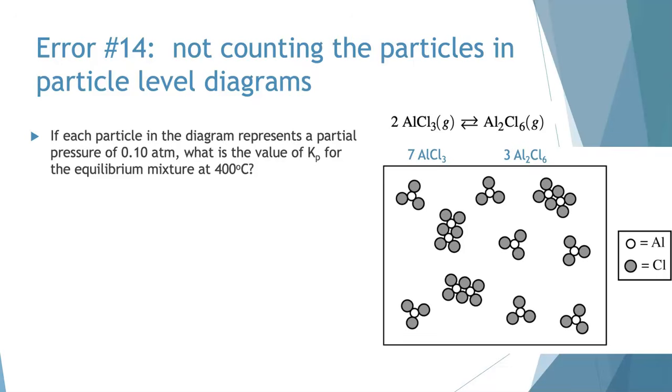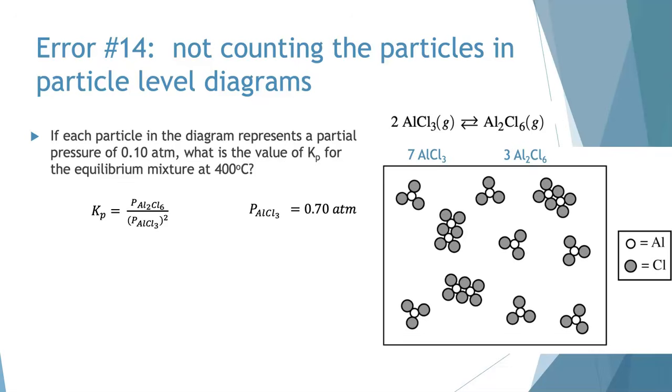I need to calculate a Kp value. A Kp expression is always written in terms of pressures of the gases. So products over reactants: P of Al2Cl6 divided by the pressure of the AlCl3 squared, because it's got that coefficient of 2. But I know that each particle represents 0.1 atmospheres.